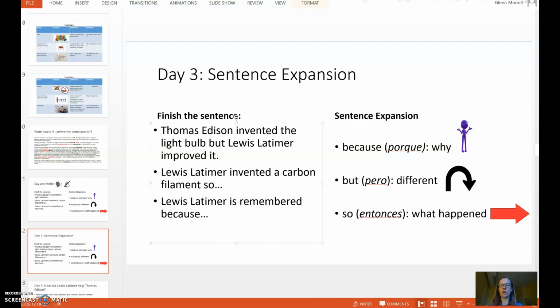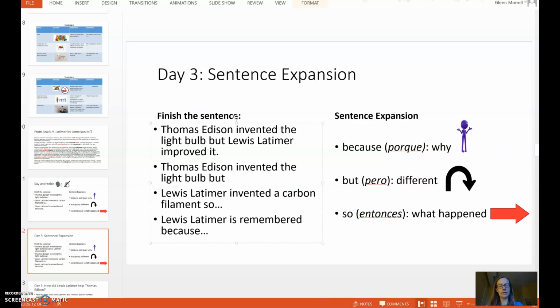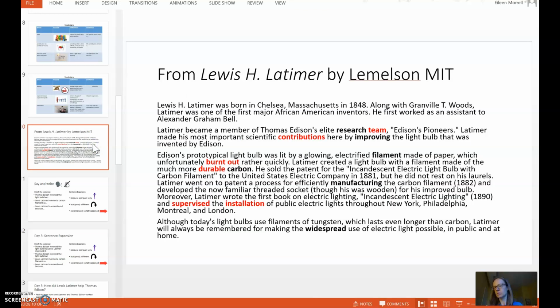There was another way that I could have finished this sentence. Let me show you one more. Thomas Edison invented the light bulb, but I remember that there was a problem with his light bulb. So something good he did was invent the light bulb, change in direction, but something bad. Edison's prototypical light bulb, that means the light bulb he made, was lit by a glowing, electrified filament made of paper, which unfortunately burnt out rather quickly.